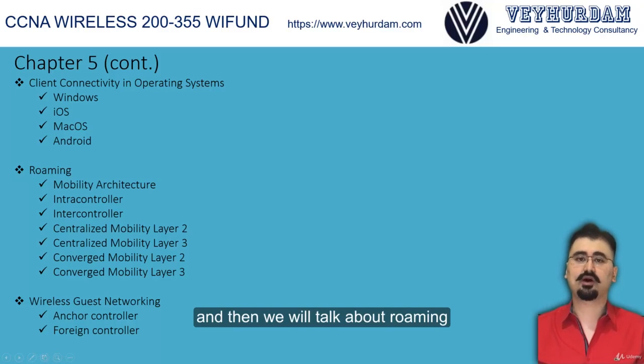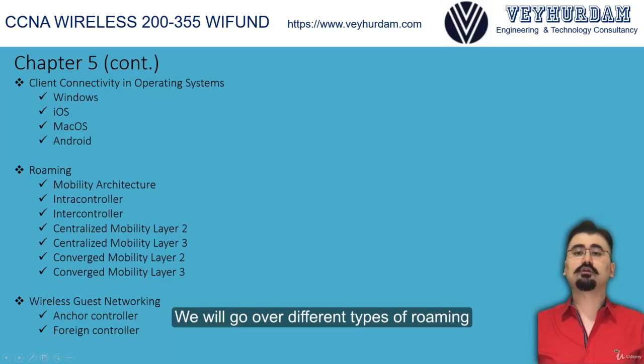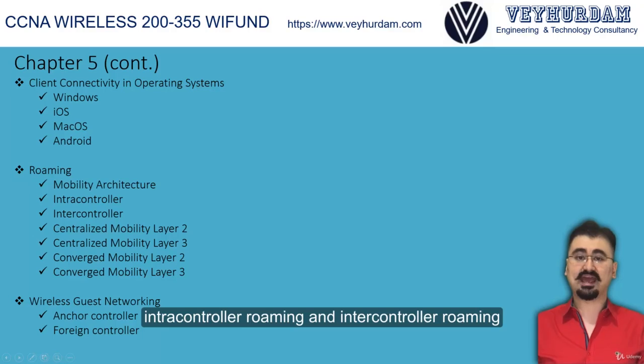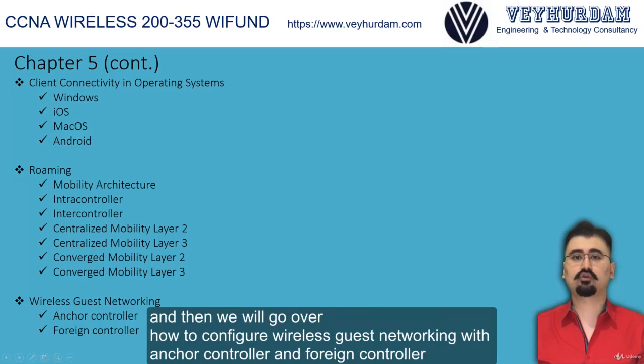And then we will talk about roaming. We will learn different components of mobility architecture, such as mobility controller and mobility agent. We will go over different types of roaming, the intra-controller roaming and inter-controller roaming. We will also talk about main deployment types, centralized mobility and converged mobility for both layer 2 and layer 3 roaming. And then we will go over how to configure wireless guest networking with anchor controller and foreign controller.